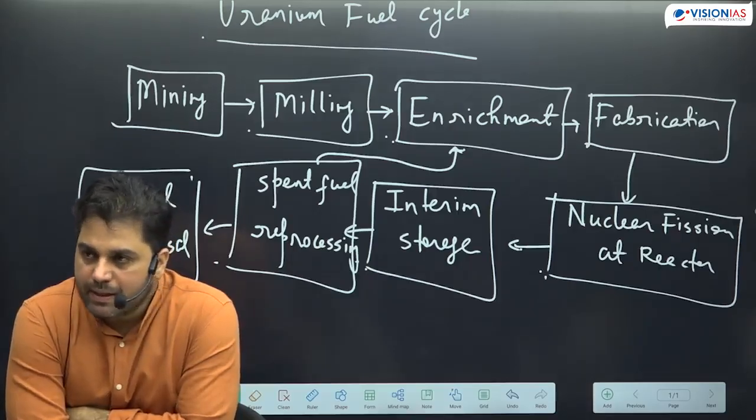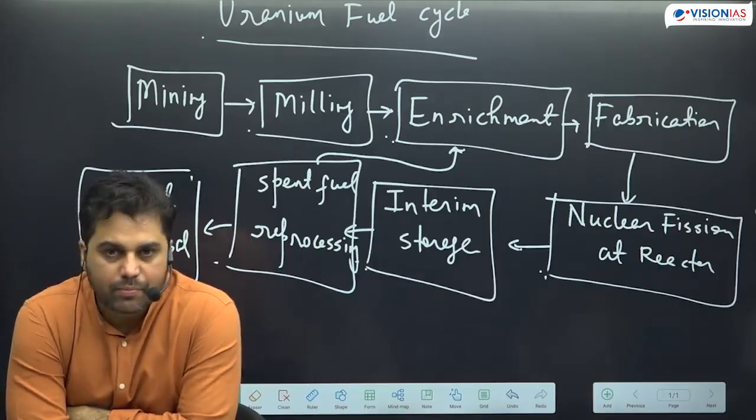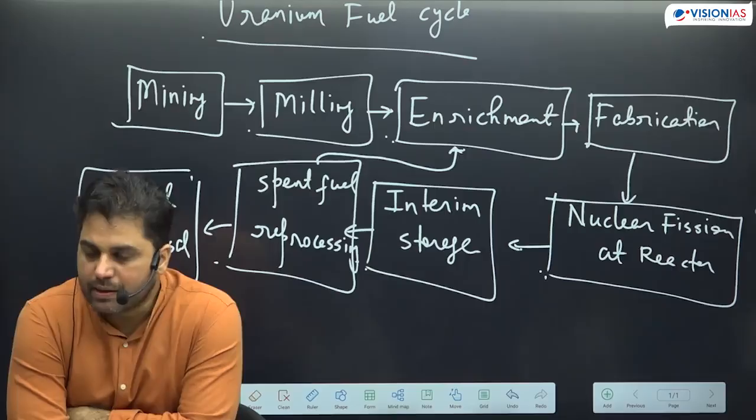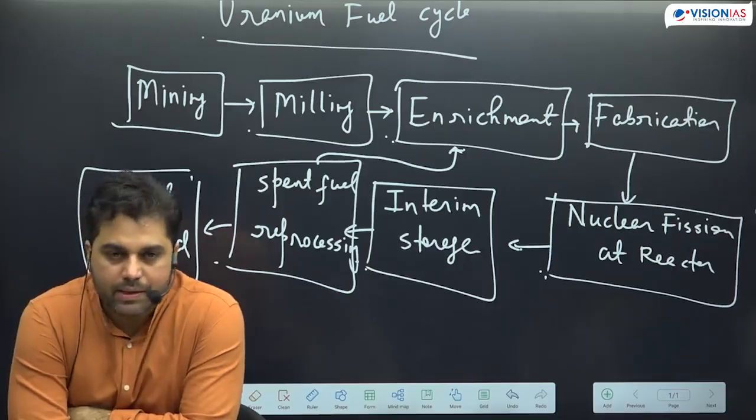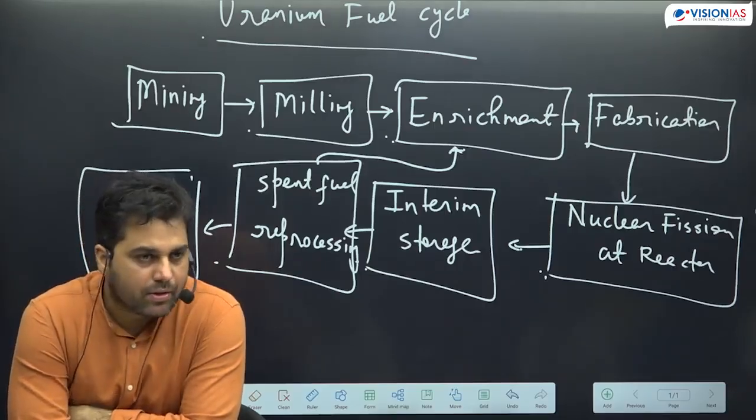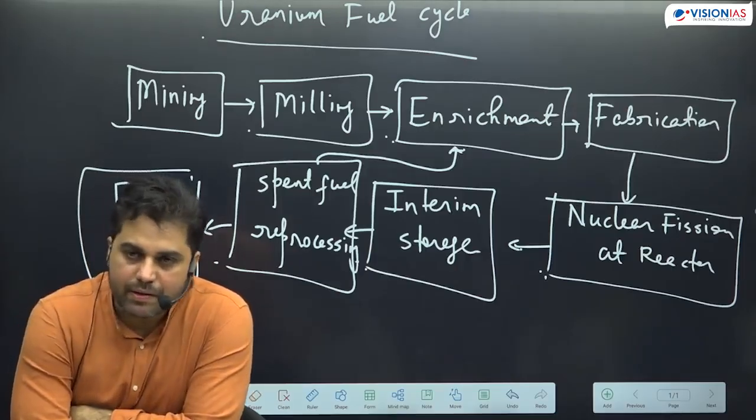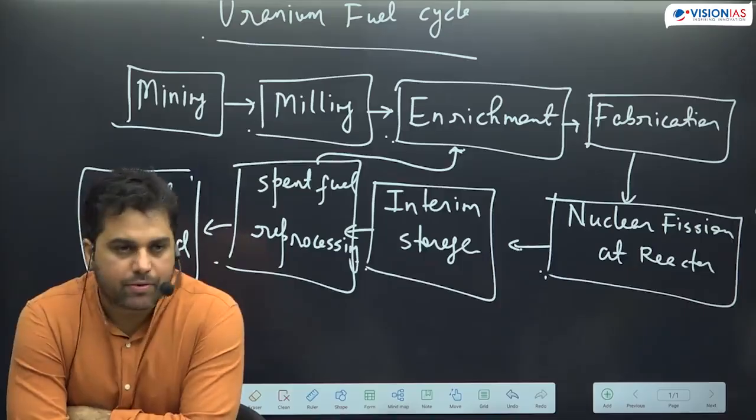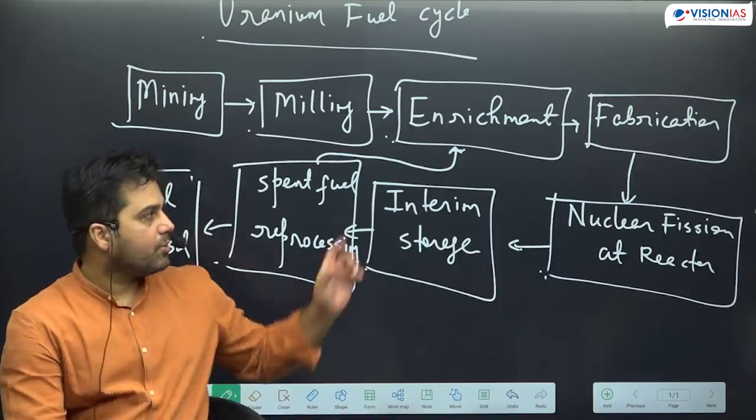So the first was mining. Mining, say we got uranium ore. Uranium ore has a lot of impurities. We took care of those impurities in the milling process. There is a process called conversion also, where we convert that uranium into uranium hexafluoride. We do not have to go into this detail. I am directly going to jump to enrichment.